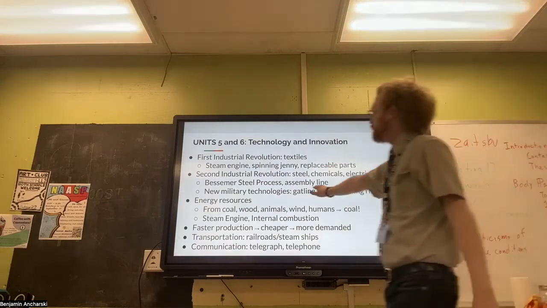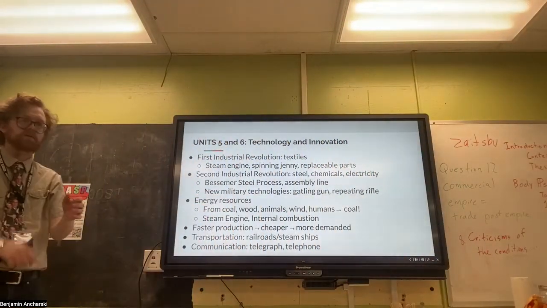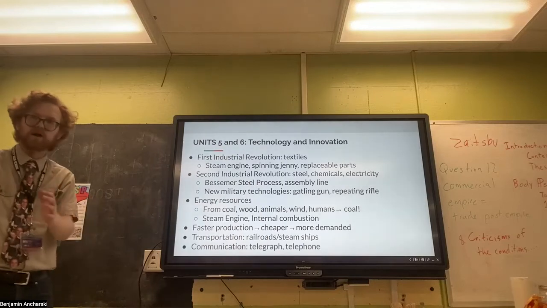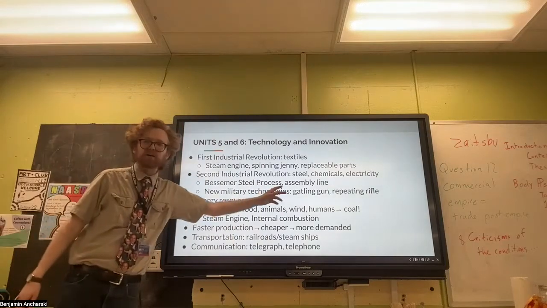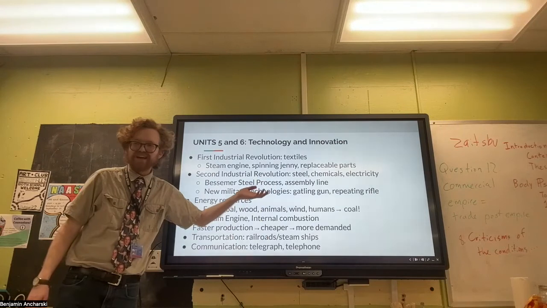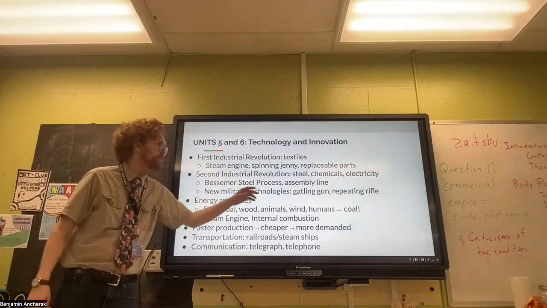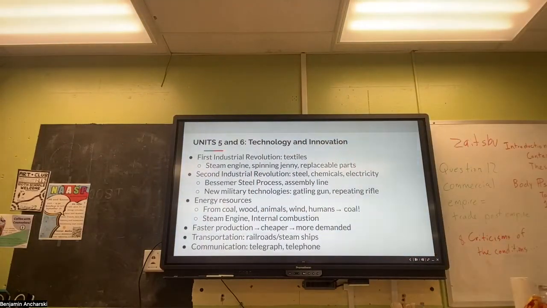But the second industrial revolution is also important because of new military technology. The Gatling gun, it's a gun that goes brr very fast. It's an early machine gun, basically. So the Gatling gun is going to allow for easier military dominance of European powers over African and Asian societies. And then all of these things will help lead to the First World War as well.